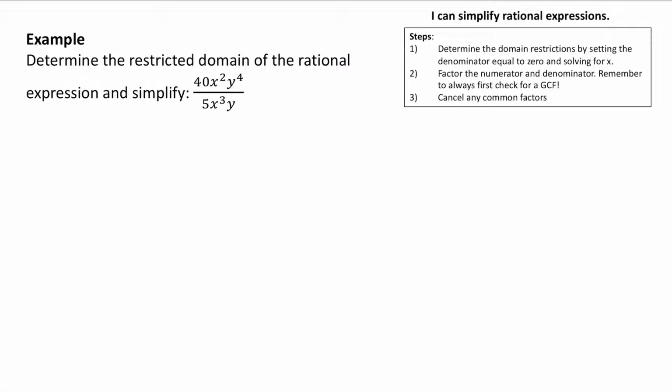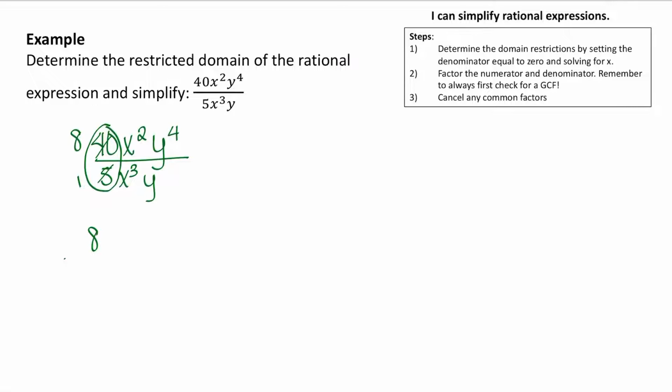So let's determine the restricted domain of the rational expression and simplify 40x squared y to the fourth over 5x cubed y. So here we just have two monomials. So we'll just go ahead and simplify what we have. So we have 5x cubed y. So 40 over 5 will reduce, right? So 40 divided by 5 gives me just 8. So I'm going to have an 8 in the numerator, and then that's just going to be a 1.